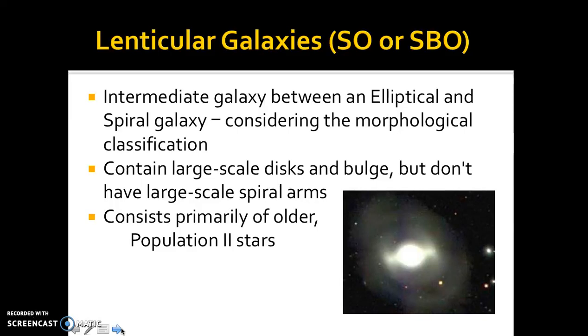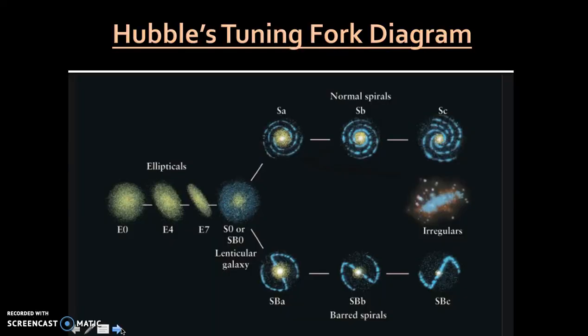So they contain large-scale disks and a bulge. They don't have discrete spiral arms. Okay, they consist of mainly older population 2 stars, but they're in that weird mix where they have the bulge, but not very clear spiral arms. So again, they sit here in between the ellipticals and the spirals in Hubble's tuning fork diagram. So notice that his classification of galaxies is purely based on the size and shape characteristics of galaxies.